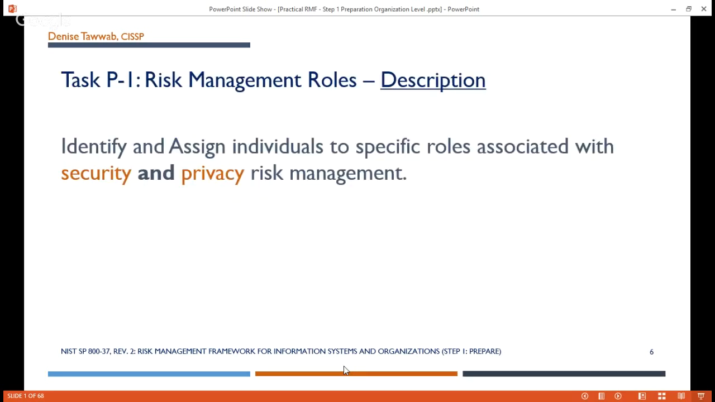All right, description of risk management roles. That is the first task in preparing at the organization level. Your risk management roles. This is where you identify and assign individuals to specific roles associated with security and privacy risk management. And I'm discussing privacy here because Rev 2 of 800-37 pulled privacy to the forefront. In prior versions, privacy was in Appendix J, I believe. The privacy controls were there, but the focus was only on security. So privacy has been moved to the forefront. So you'll hear me talking about privacy as well as supply chain risk management.